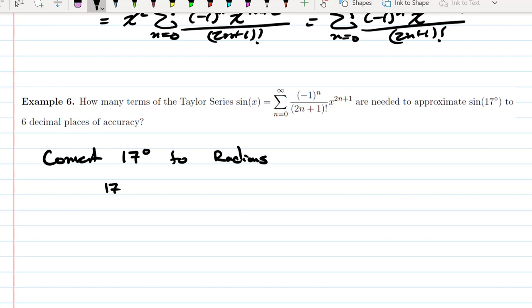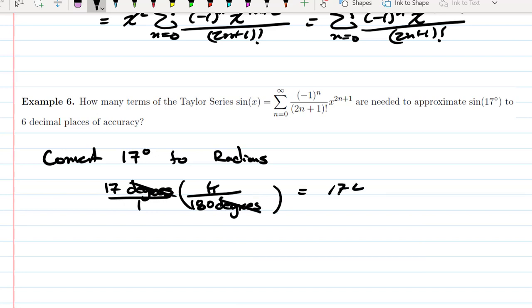So if we have 17 degrees over 1, we have pi radians over 180 degrees. And our degrees reduce out, and that gives us 17 pi divided by 180. So 17 degrees is the same as 17 pi over 180 radians. And we need to use Taylor's remainder theorem.